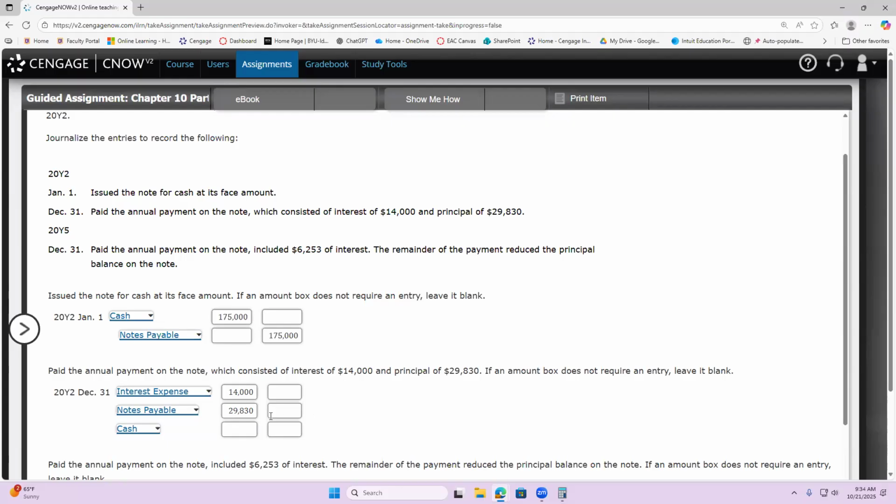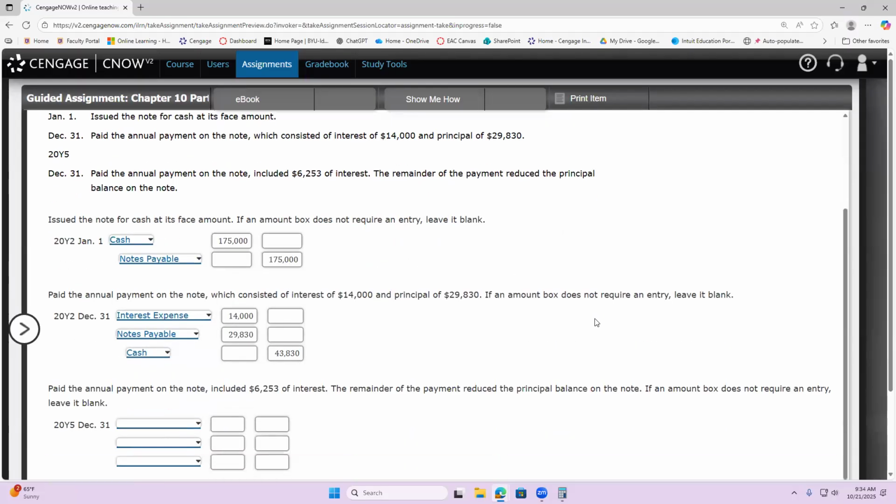Okay. So if we add those together, what is that? 43,830. That's our payment. And again, sometimes it helps me to look at these journal entries and ask, what does that mean? Well, it means my cash is going down by $43,830. What's it being used for? $14,000 to pay interest expense and another $29,830 to pay down my notes payable.